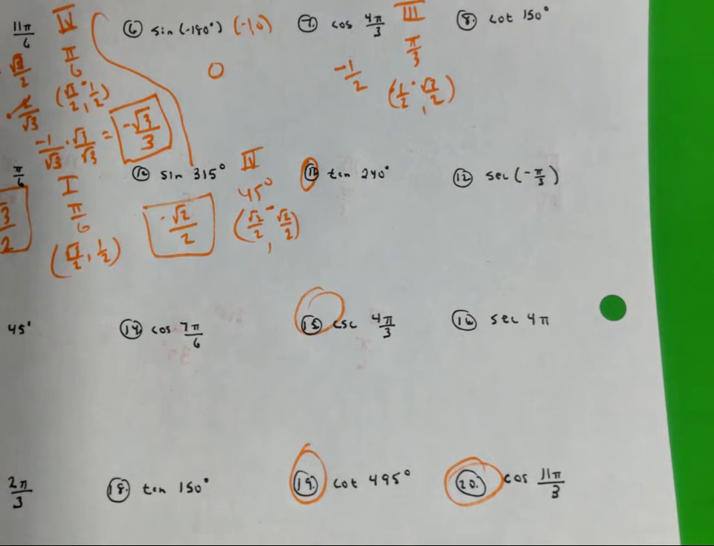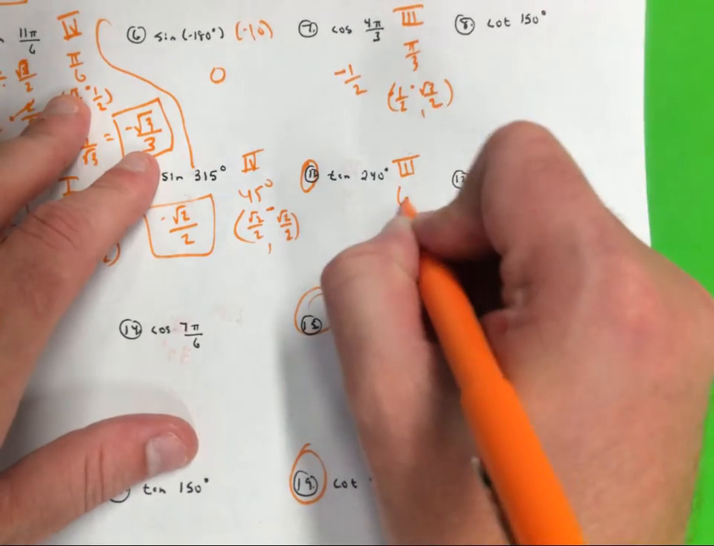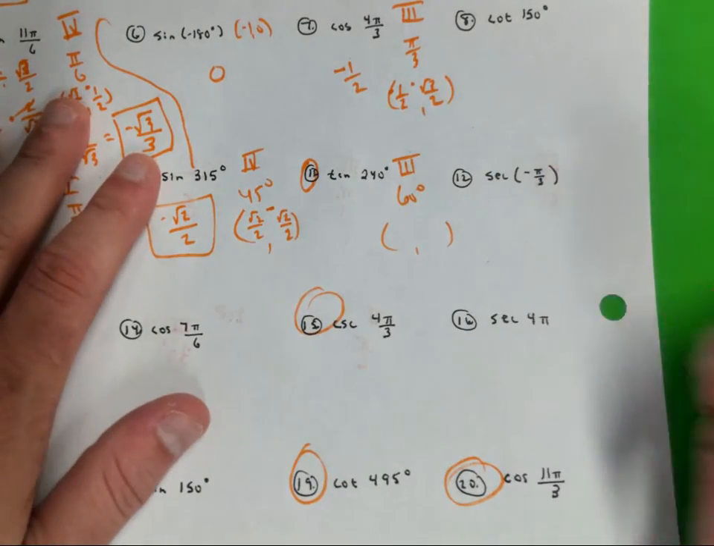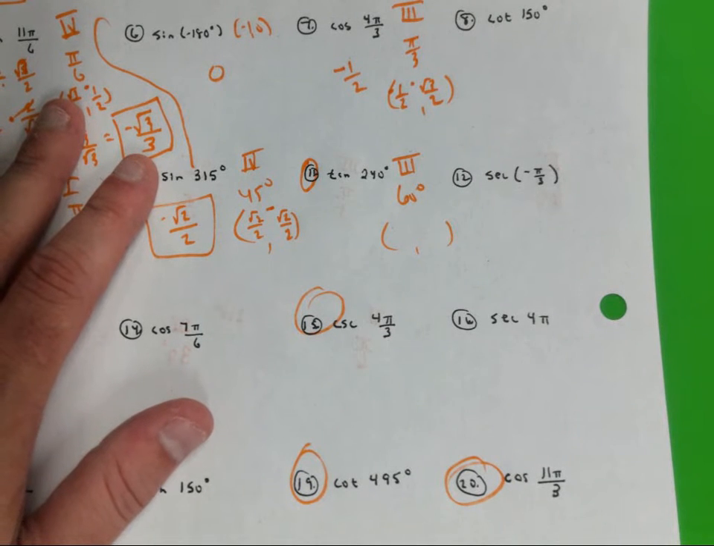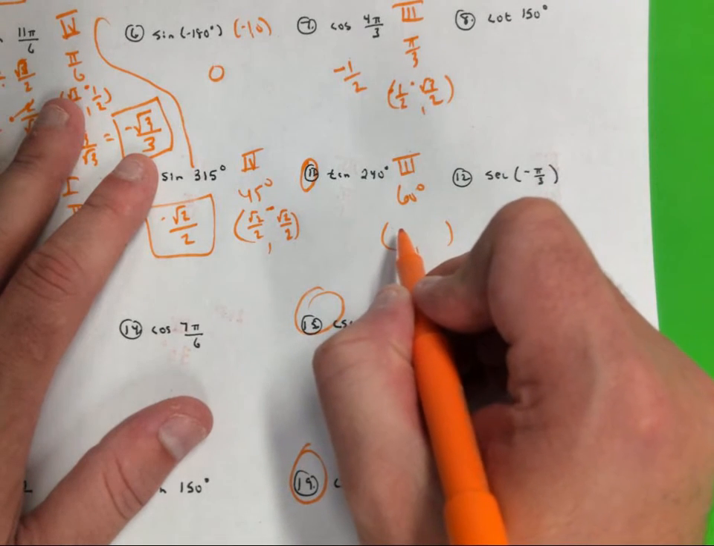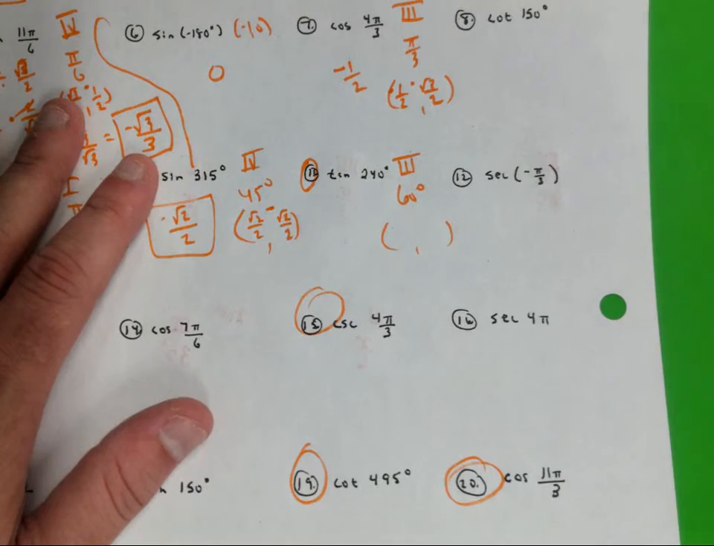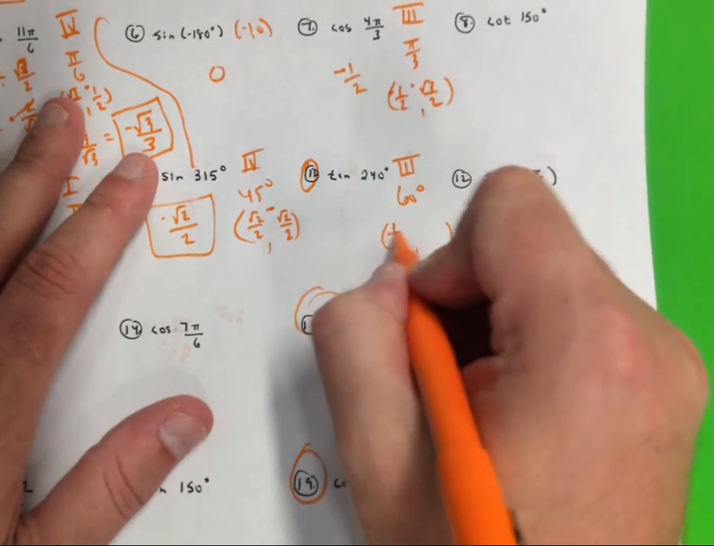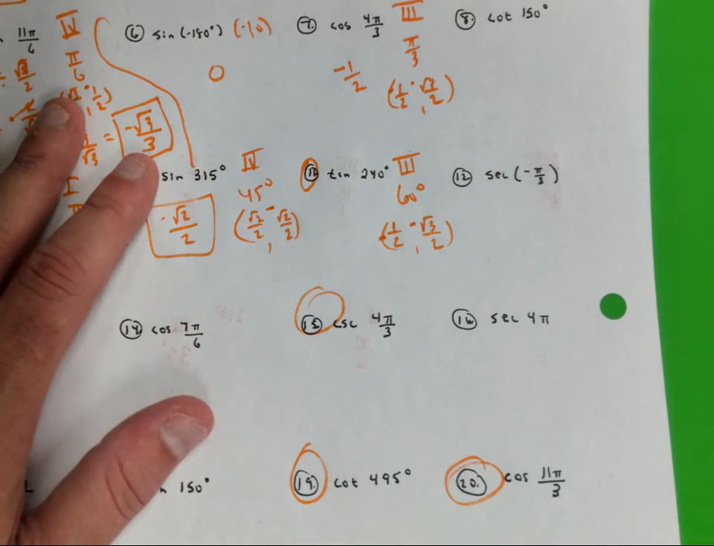240. Tangent 240. 240 is in what quadrant? 3. Very good. I'm going to say 240 minus 180, which is 60. What's my ordered pair for a 60 degree angle? Turn it around. It's what? 1/2, square root of 3 over 2. It's quad 3. They're both negative.